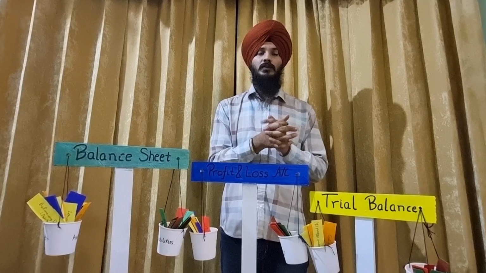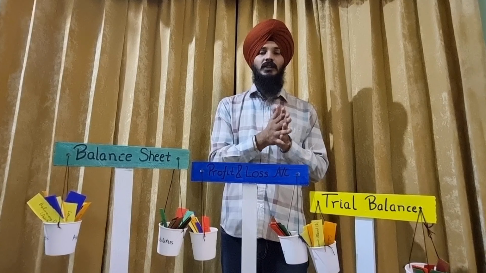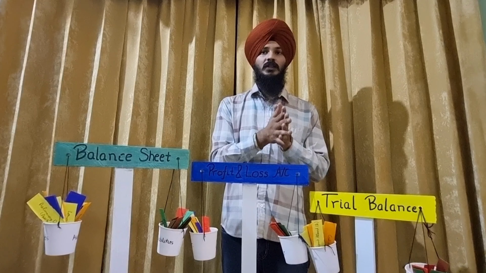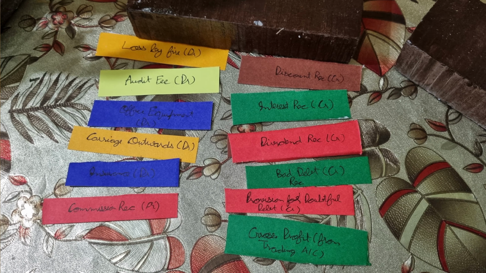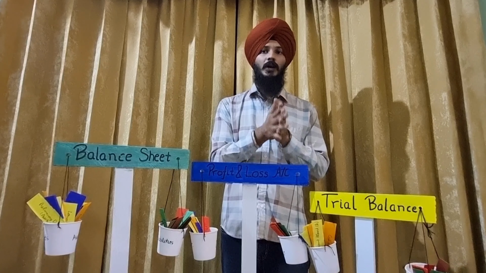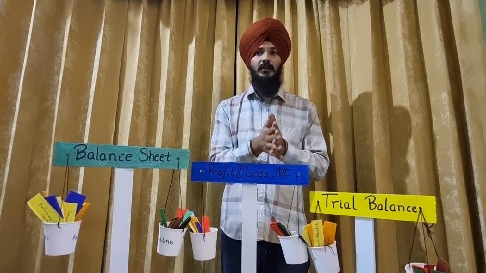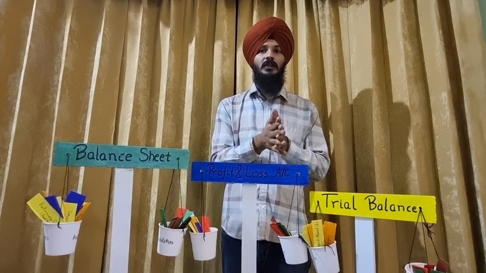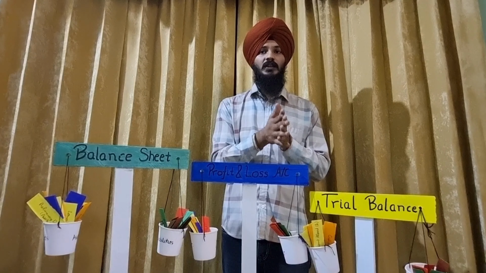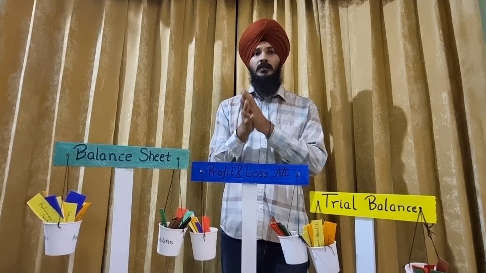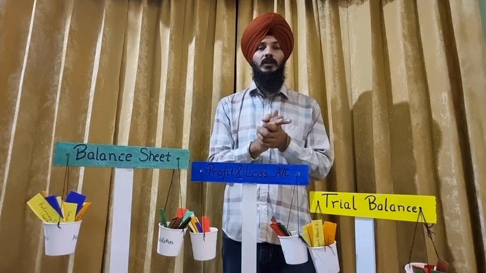Now let's talk about the credit side. All indirect incomes: commission received, interest received, discount received, rent received, dividend received, bad debt recovered, profit on sale of asset, miscellaneous income, and closing entry of gross profit. So this is the profit and loss account.